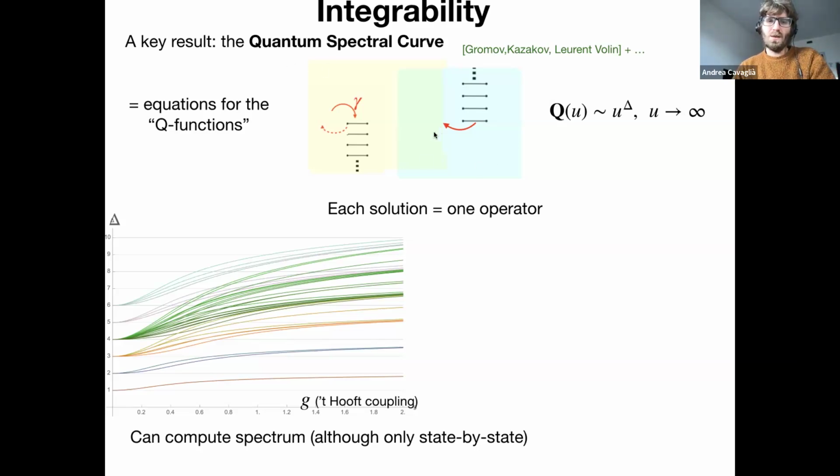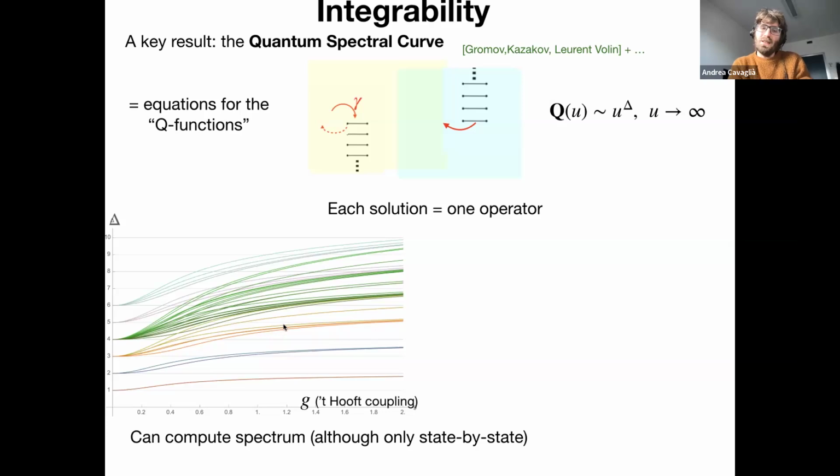Well, through these 2 figures, I just want to say schematically that these are equations that describe a problem of constraining some functions on a Riemann surface, some auxiliary functions called Q functions. They are constrained through the fact that they have some branch cuts and they have some monodromy conditions. And in principle, solving this problem, each solution allows us to extract the dimension of one operator through these Q functions expanded in some limit. And so the equations are exact. So in principle, through this method, you can compute the spectrum. The only limitation is that it is a study that one needs to do state by state.